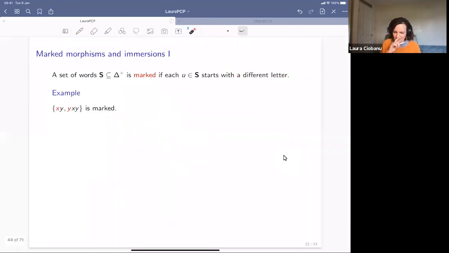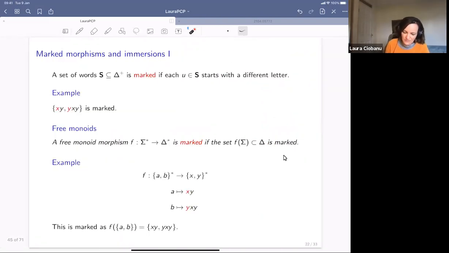Now the marked one needs a couple of definitions. So what is a marked morphism? Well, a set of words, first of all, is marked if every word starts with a different letter. So easy enough, seems a bit artificial, but actually has applications. And so what is a marked set? Well, this one here, right? XY and YXY, they start with different letters, so it's a marked set.